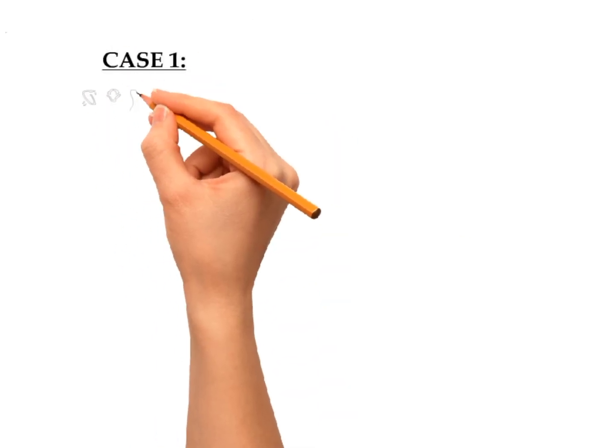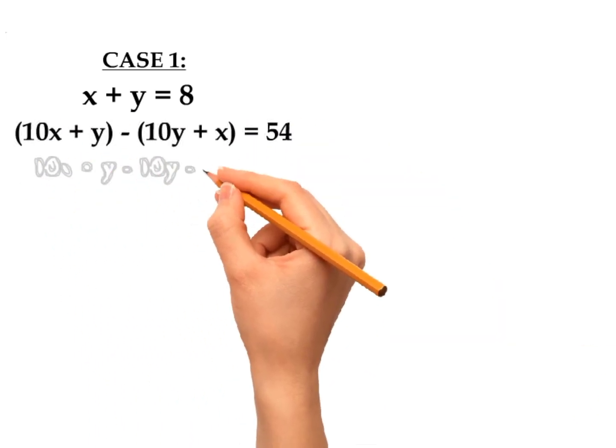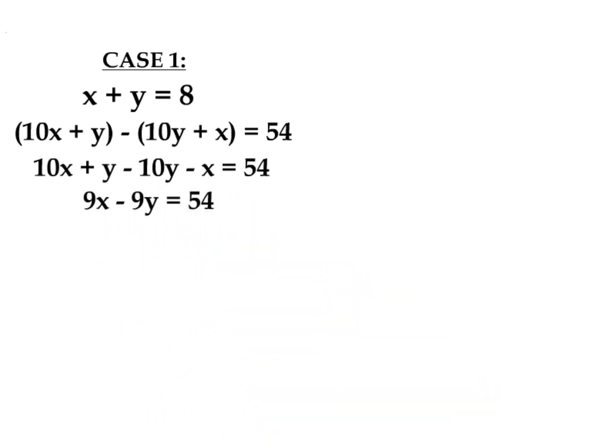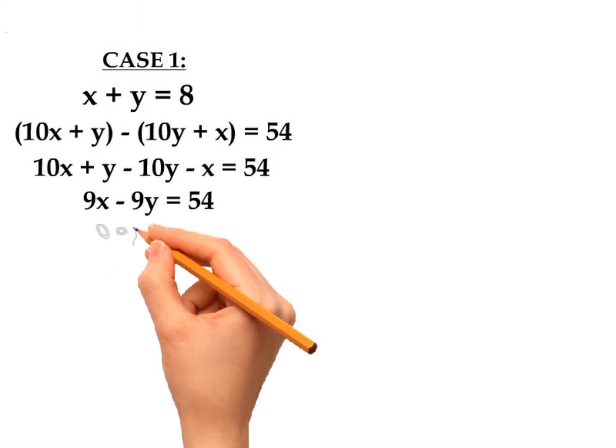x plus y equals 8, 10x plus y minus (10y plus x) equals 54. We need to simplify the second equation. By taking away the bracket, and assigning the right sign, it reduces to 9x minus 9y equals 54. When you divide through by 9, we arrive at x minus y equals 6.